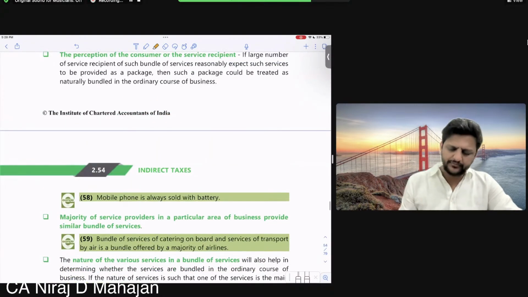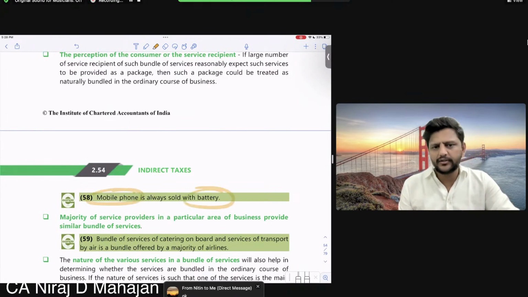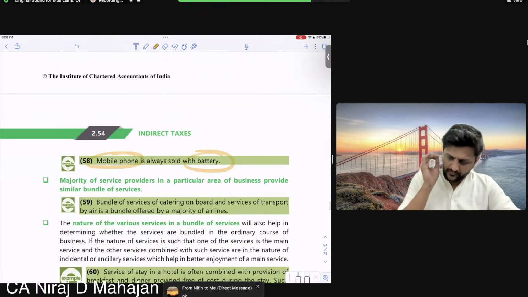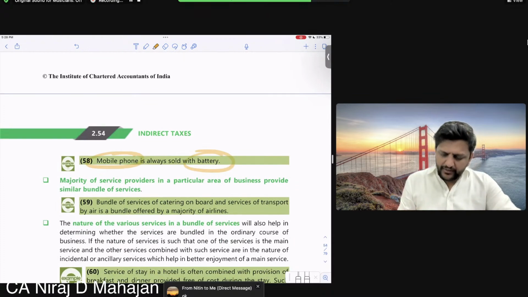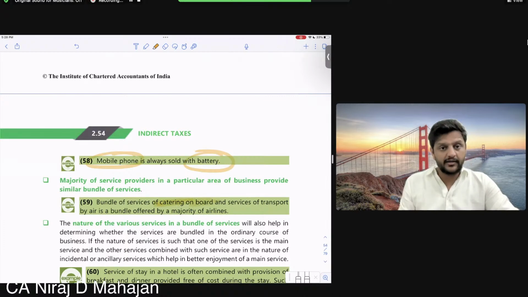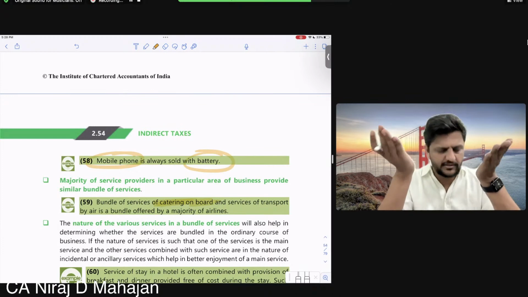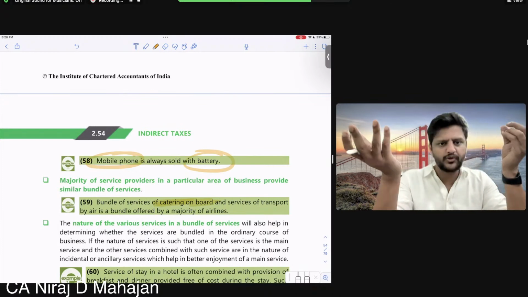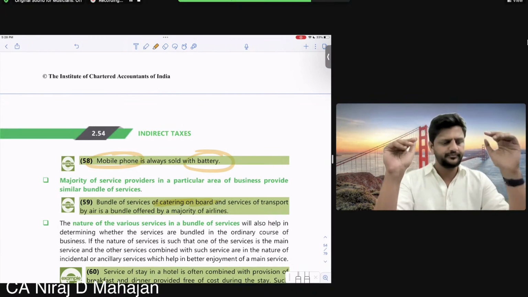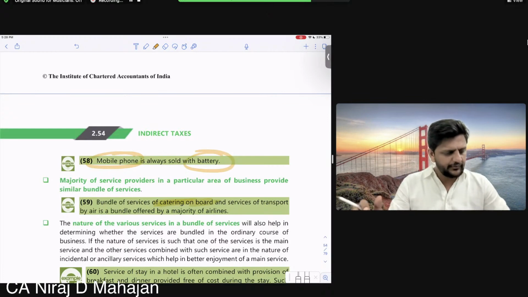Check example. Mobile phone is always sold with battery. Naturally together. Yes. Bundle of services of catering on board and services of transport by air is a bundle offered by majority of airlines. Eating, bachcho, on the flight and the transportation. These are two supplies. But what is the most important one? Transportation of passengers. Yes, still here? Can you go ahead?